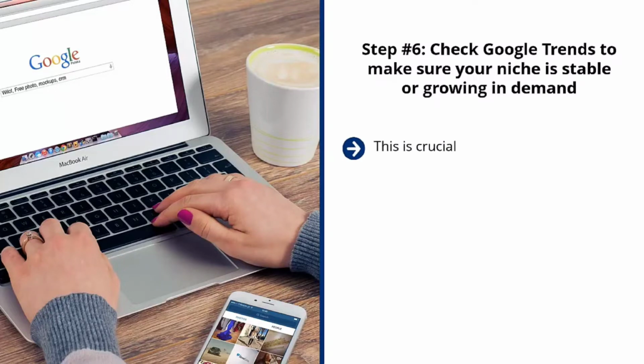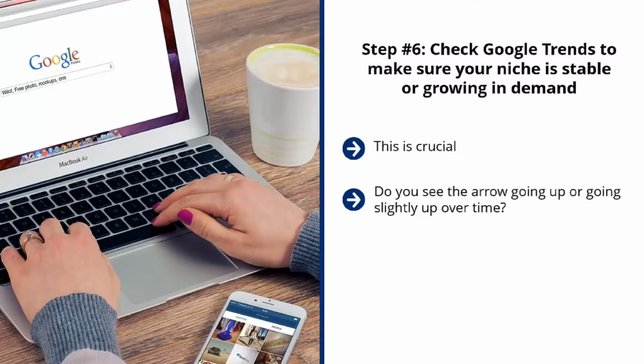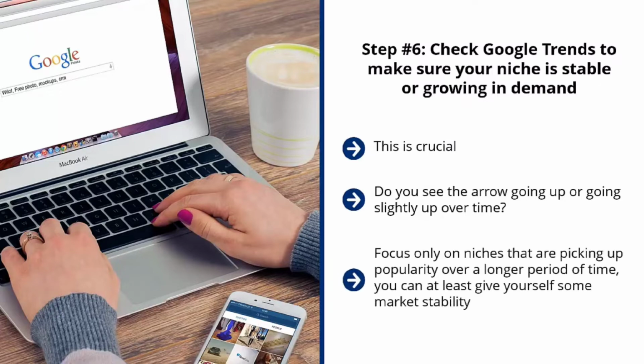Use Google Trends and enter your search terms for your niches. Do you see the arrow going up or going slightly up over time? Or do you see it flatlining and even dipping downward? If you see a flat line or if you see it decreasing in popularity over time, scratch that niche off your list. Focus only on niches that are picking up popularity over a longer period of time. You can at least give yourself some market stability.